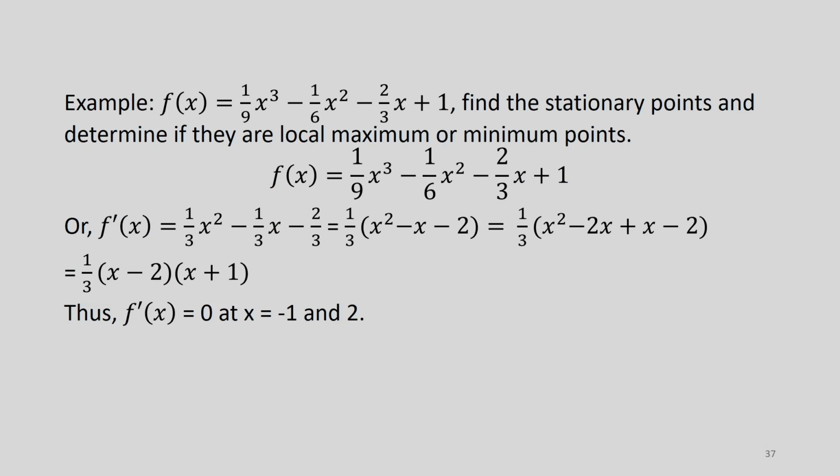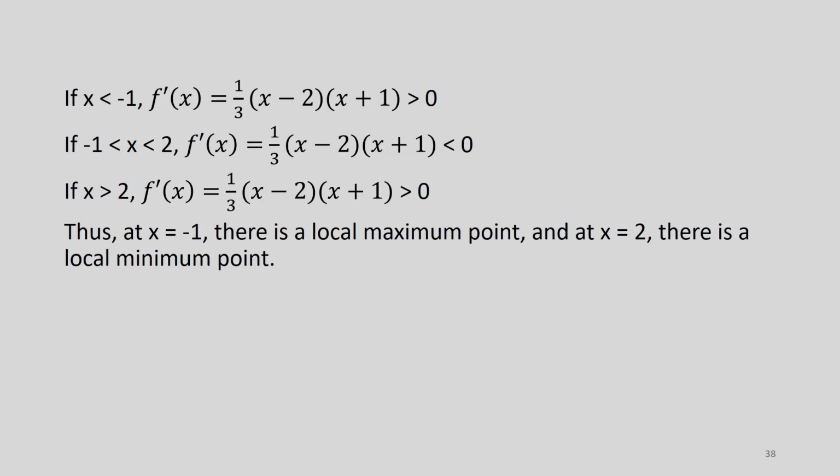And this is the example that we discussed in the last lecture. A polynomial function is given, f(x) is equal to 1 divided by 9 multiplied by x cube minus 1 divided by 6 x square minus 2/3 of x plus 1. So, we have to find the stationary points and determine if they are maximum or minimum points. We have found the stationary points as minus 1 and plus 2. Then we have to look at the signs of f dash of x to the left and right of these two stationary points, and that is what we are doing here.